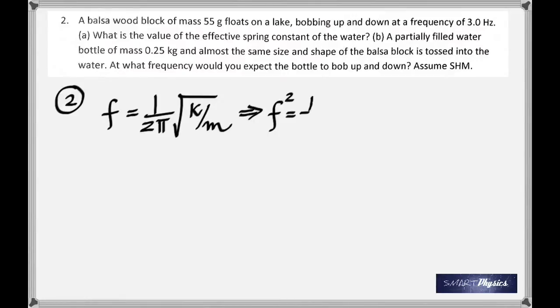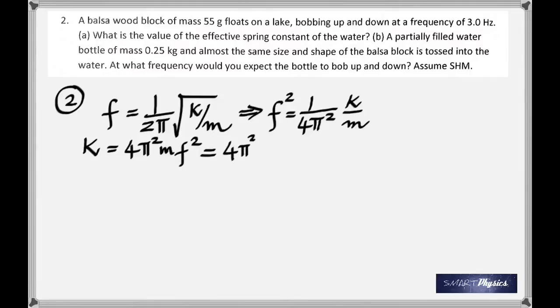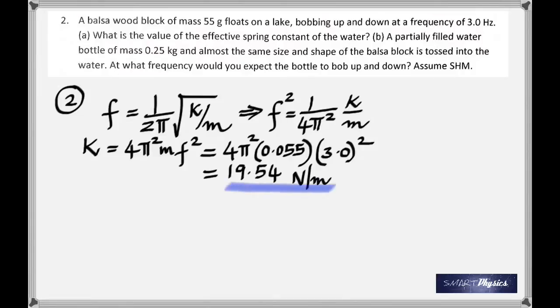The formula for frequency is 1 by 2 pi square root K by the mass. Now, square both sides so that we get rid of the square root. So that gives f squared is 1 by 4 pi squared K by m, rearranged to make K the subject, because all of this will go onto the left side into the numerator. And 55 grams has to be changed into kilograms by dividing by 1000. And then the frequency is given. So it's 4 pi squared mass multiplied by the square of the frequency, which gives 19.54 Newton per meter.